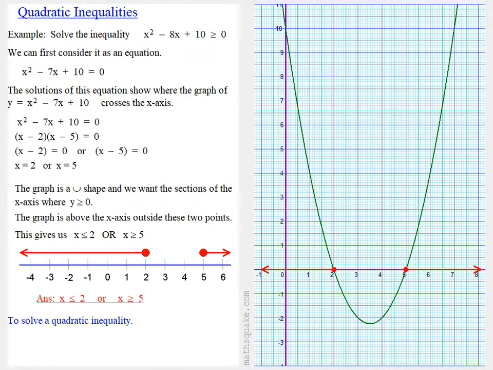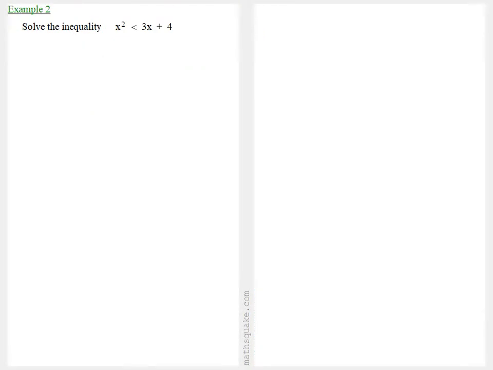So, to solve a quadratic inequality, we first solve it as an equation to find the roots. We then decide which sections, bounded by the roots, are required. Let's look at another example. Solve the inequality x squared is less than 3x plus 4.